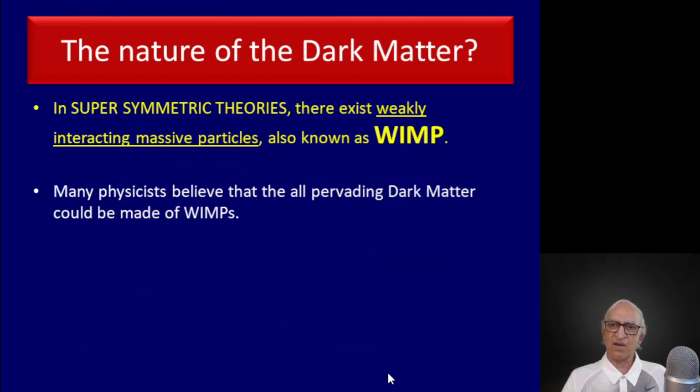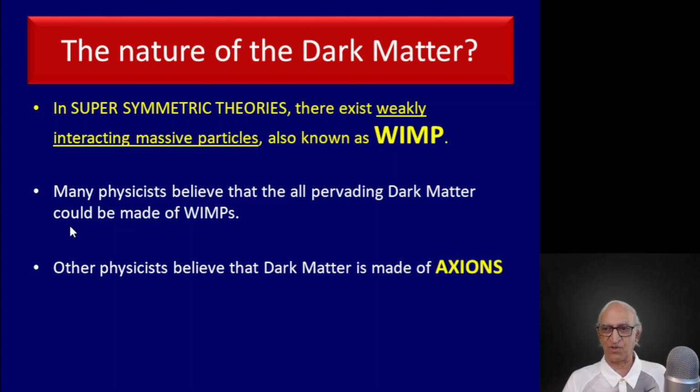Now, many physicists believe that the pervading dark matter could be made up of these WIMPs. And these WIMPs were obviously created when the universe was very, very young, and the supersymmetric theories were the rule of the universe. Therefore, these WIMP particles are trapped in planets and stars and in intergalactic space and so on.